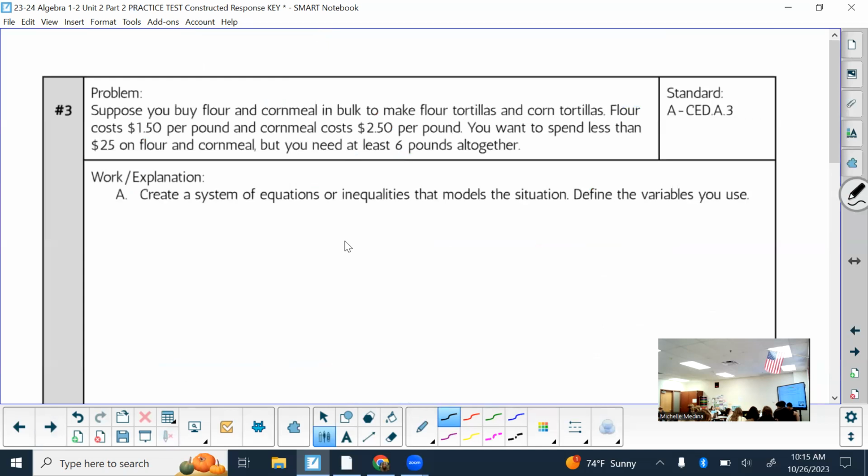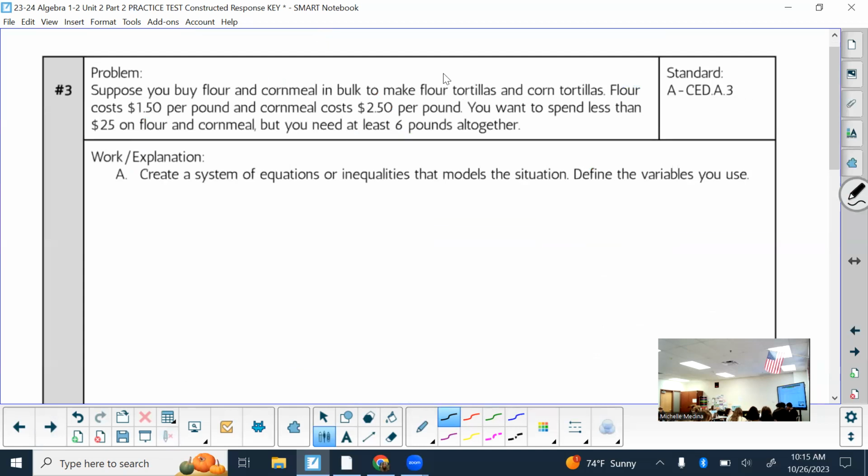So number 3, your word problem. Anytime you have a word problem, just read it once to see what you're supposed to do, and then read it again and try to find the total.